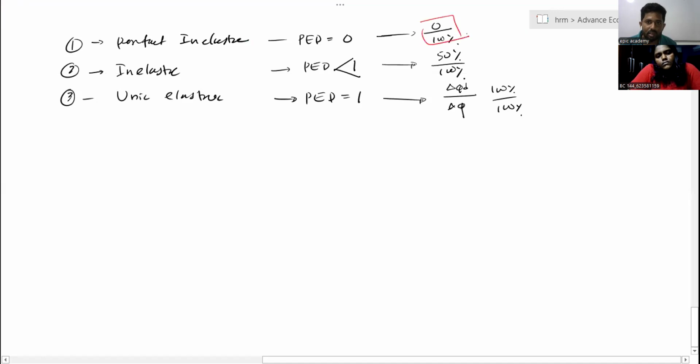In here you can identify, this is delta QD. This is delta P. Delta P is the changing factor. Delta QD is the response factor. So then there is no response. That is why this becomes 0. Coefficient 0. That's why we call it perfect inelastic.